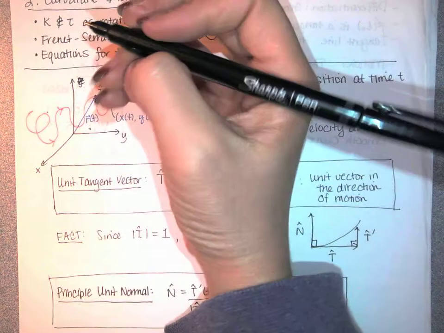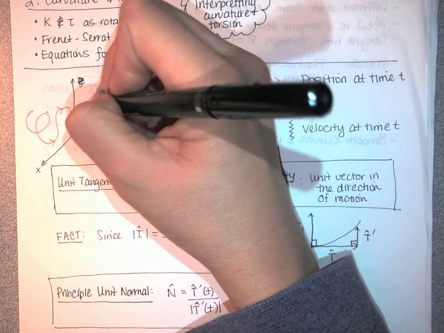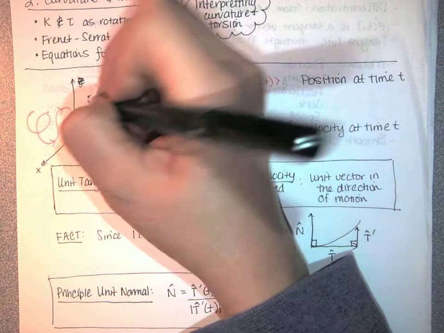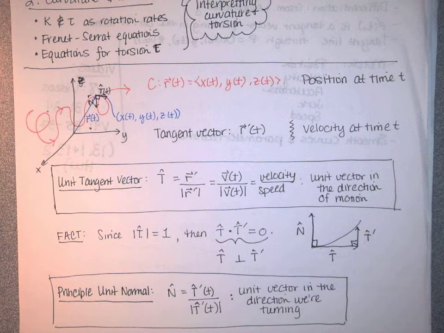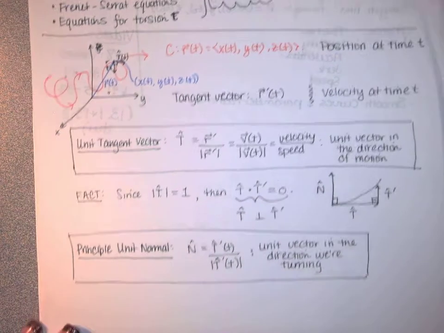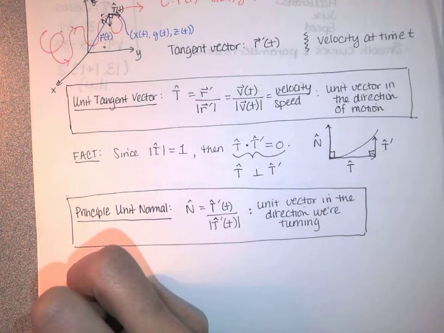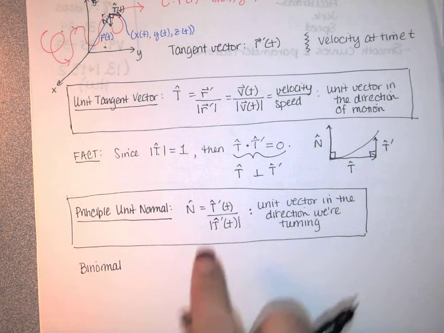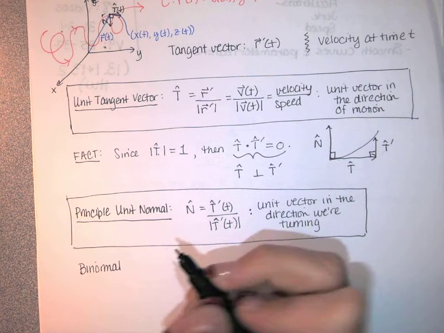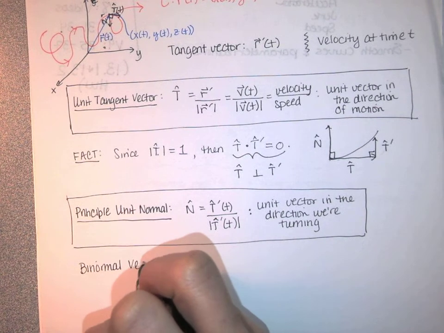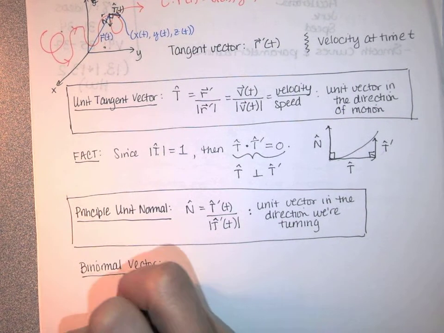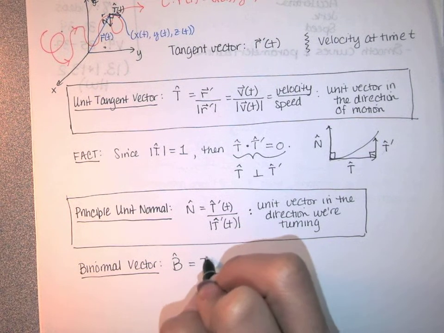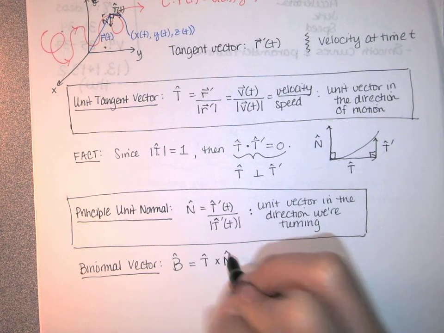So if this is my unit tangent, and I'm turning this way, my unit normal is going to point down like this. And those meet at a 90-degree angle. Now the binormal vector is orthogonal to both of these. It's denoted by b hat, and it's given by t hat crossed with n hat.